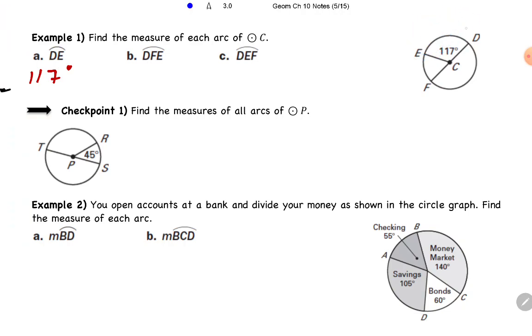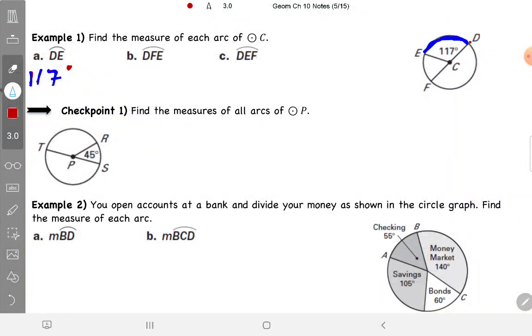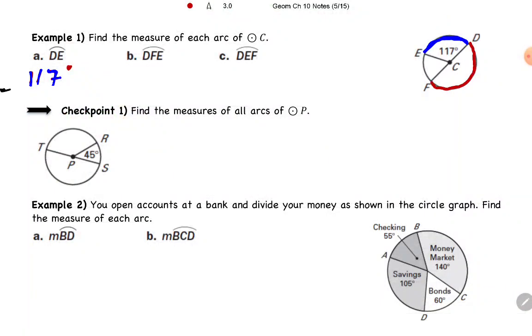Okay, DFE. Let's change the colors a little bit. Okay, and then DFE, that's going to be 360 minus 117 degrees. Because a full circle is 360, that blue piece is 117, so we just subtract it from 360 to find the red piece, which is 243 degrees.